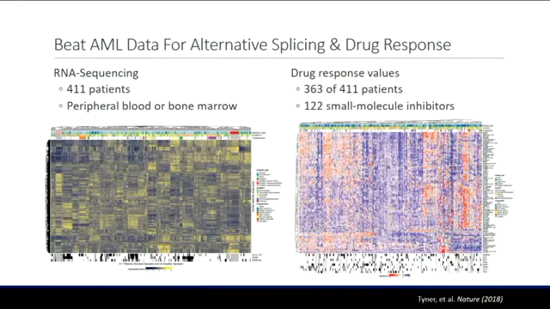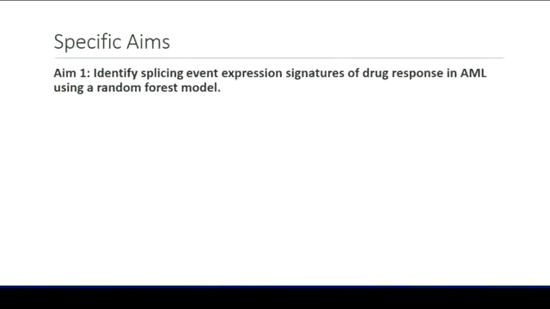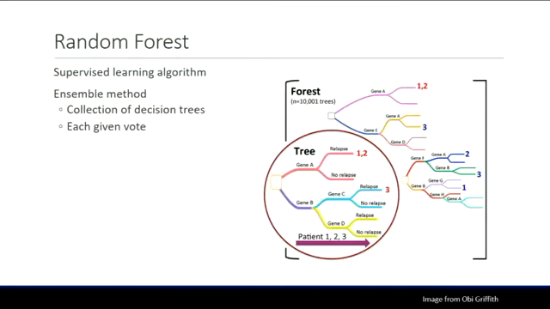And then I'll be using the drug response values, like I said. So this is a hierarchical clustering of the different drugs for all the different inhibitors across the patients. And so my first specific aim is to identify splicing event expression signatures of drug response in AML using a random forest model. So what's a random forest?